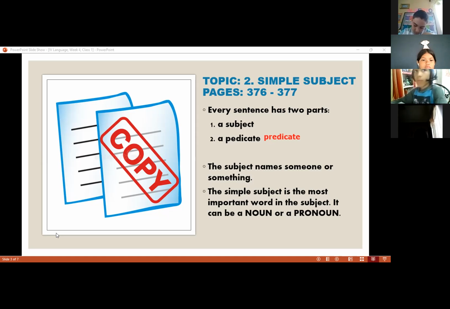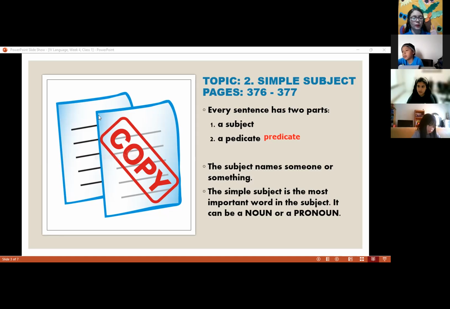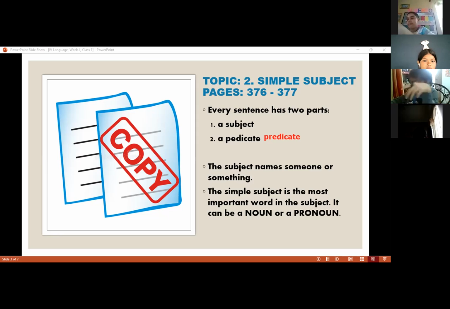Okay, let's go to the next slide. Remember, the sentence has two parts, subject and predicate. We have two parts, subject and predicate, in a sentence. For example, I'm going to write one example before changing the slide. Let's see here. Let's write.